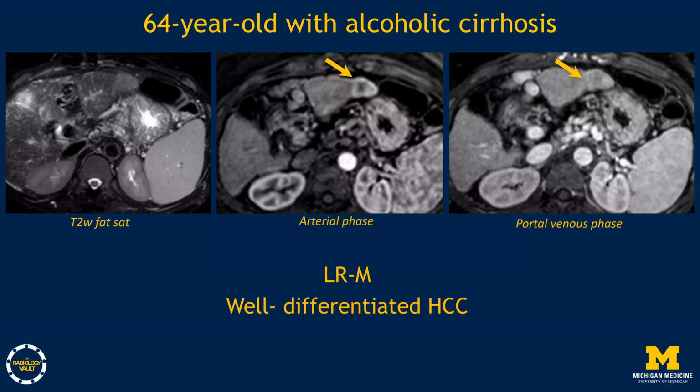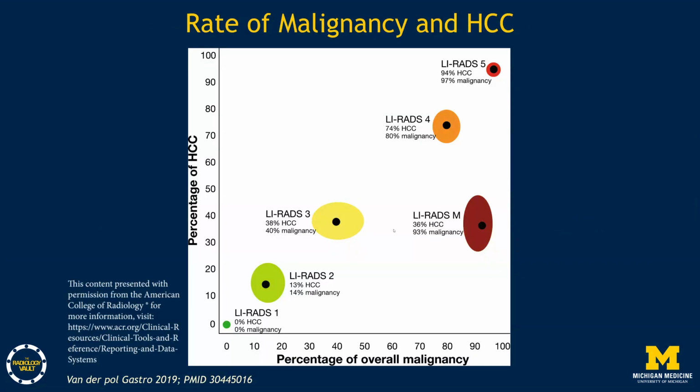Now we know that HCC should look like LR5. There are a few that can look like LR-M, which forms 36% of the HCC bucket. So you can see 36% of LR-M will be HCC, and the majority of these will be malignant.